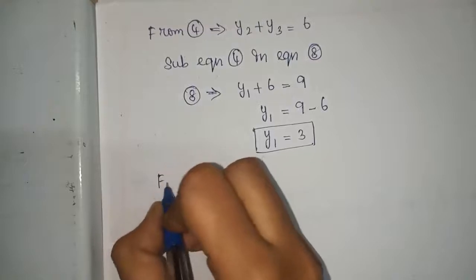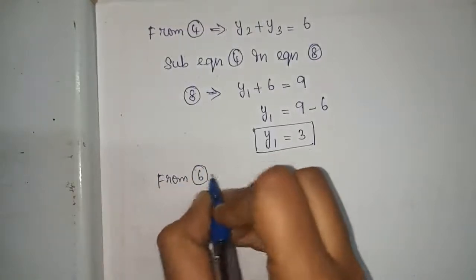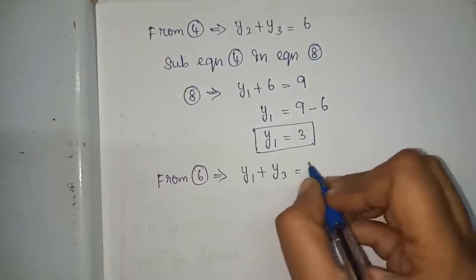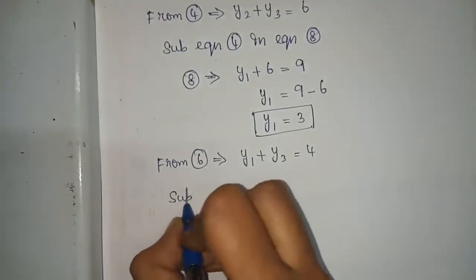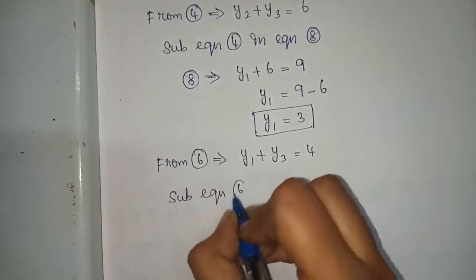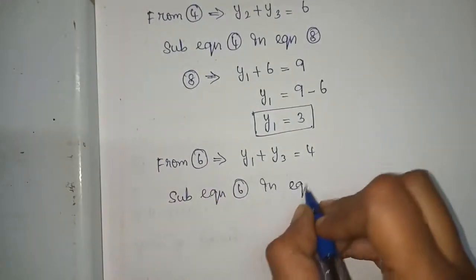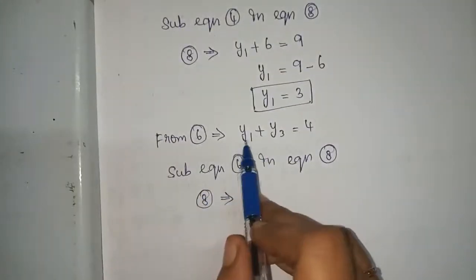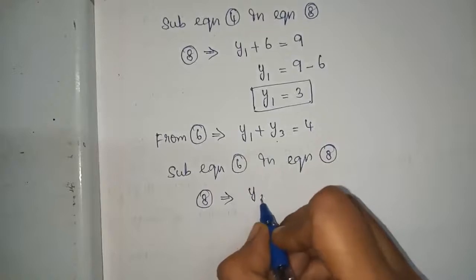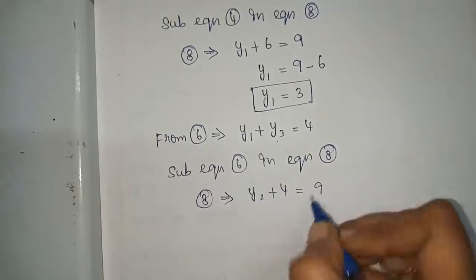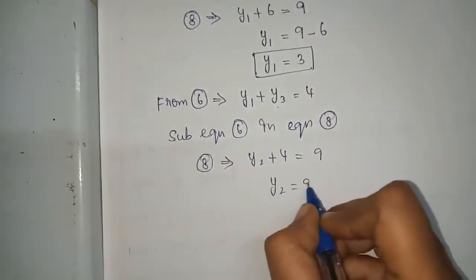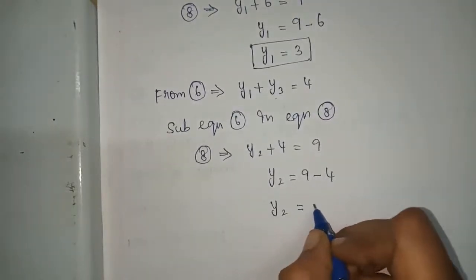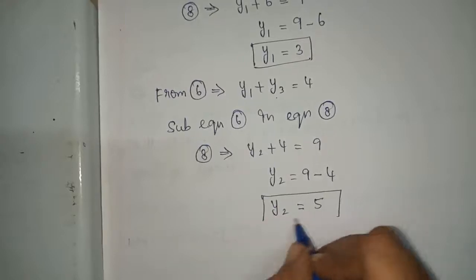Then from equation 6, we get y1 plus y3 is equal to 4. Substitute equation 6 in equation 8. Equation 8 implies here you have the y1 plus y3 value. So y2 plus 4 is equal to 9. y2 is equal to 9 minus 4, which is 5.